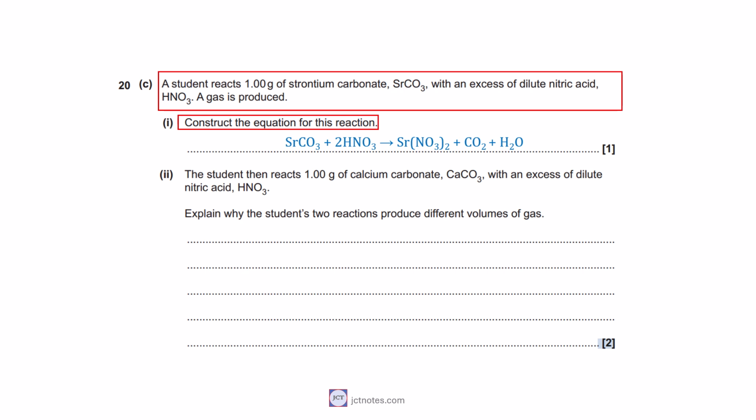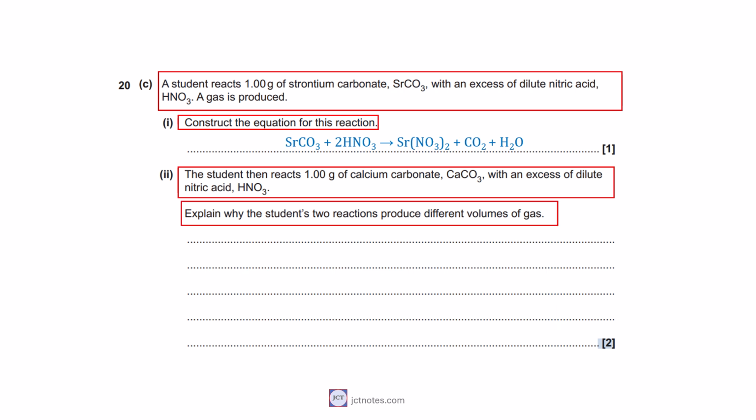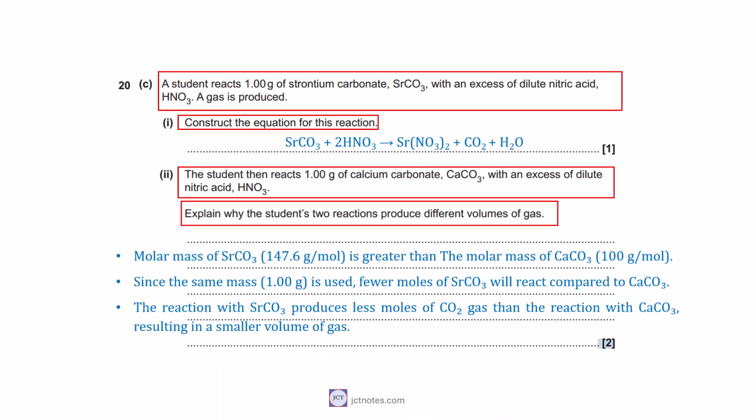In the second question, the student reacts 1 gram of calcium carbonate with an excess of dilute nitric acid. We are asked to explain why the student's 2 reactions produce different volumes of gas. The molar mass of strontium carbonate is greater than that of calcium carbonate. Since the same mass, 1 gram, is used, fewer moles of strontium carbonate will react compared to calcium carbonate, producing fewer moles of carbon dioxide.